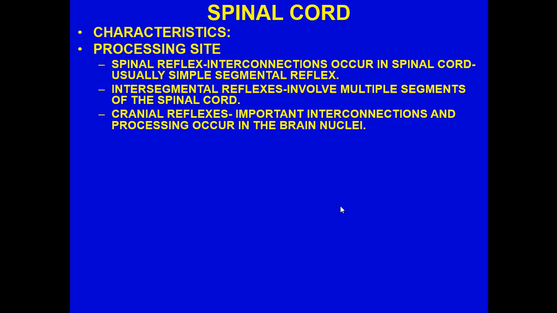Cranial reflexes, this is where you have important interconnections and processing occurs in the brain nuclei. When we have clusters of cell bodies outside of the brain in the spinal cord or next to the spinal cord, we call them ganglia. When we have a series of cell bodies, just cell bodies, that are in the brain, we call them nuclei. Now, usually when you have brain nuclei, they're surrounded by white matter, as we will see in the subsequent chapter.